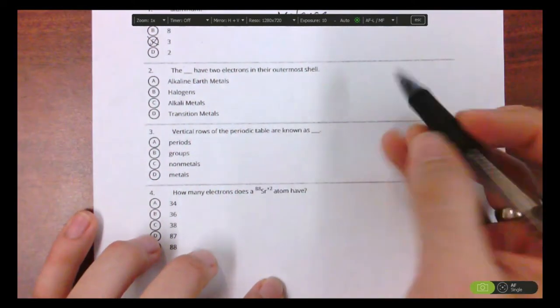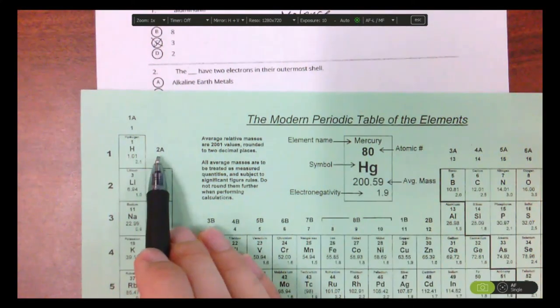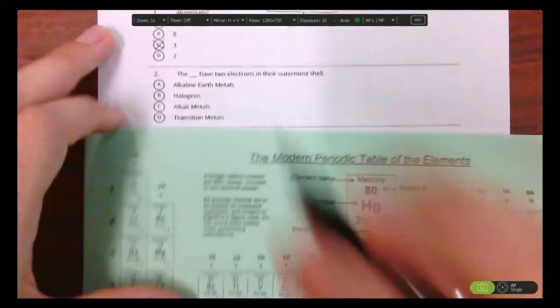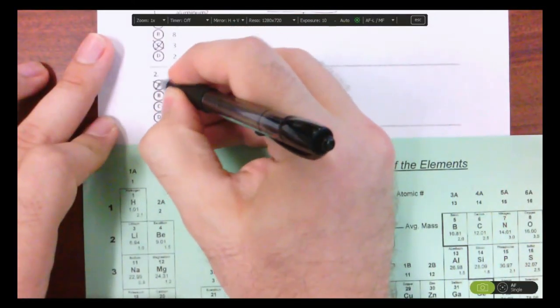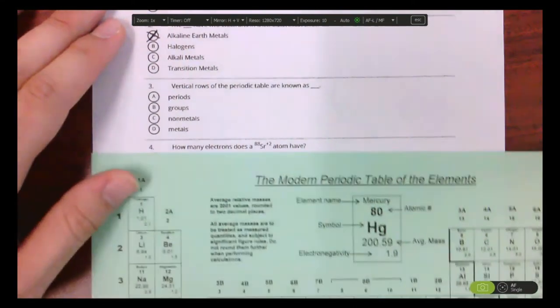Number two. The blank have two electrons in their outermost shell. In other words, another valence question. Who has two valence electrons in their entire family? Well, let's find group 2A, which is which family? Alkaline Earth. Alkaline Earth.